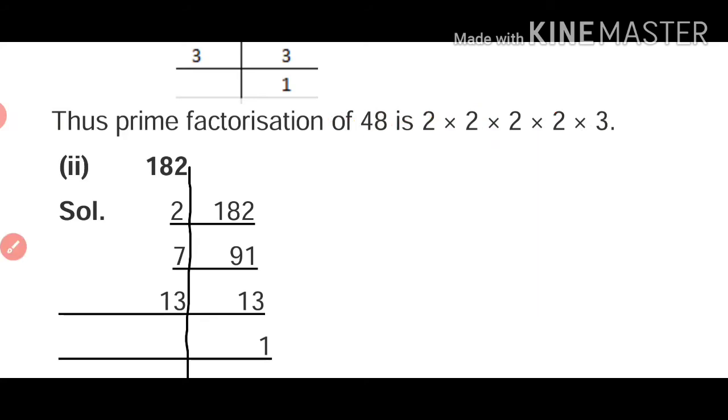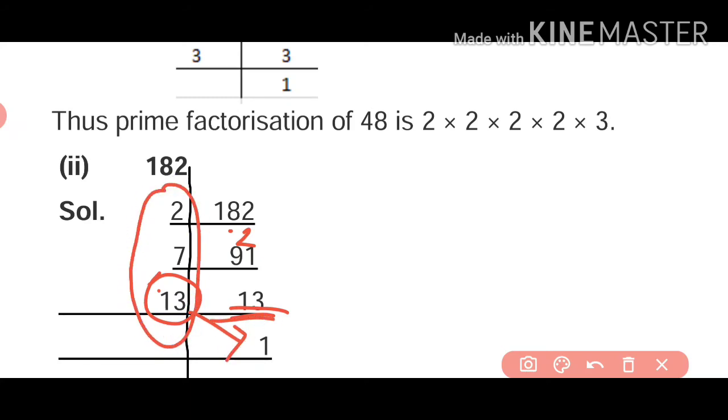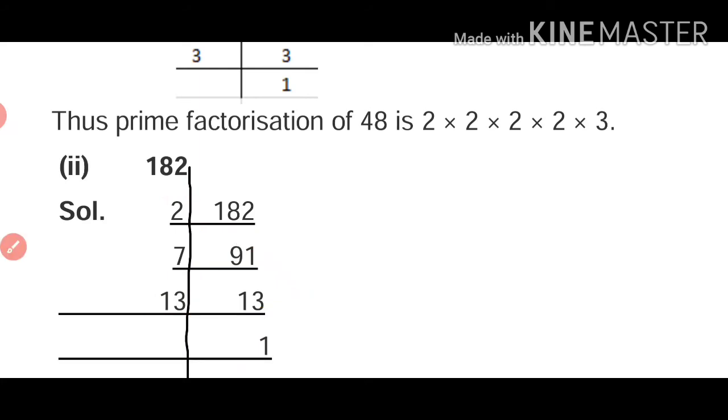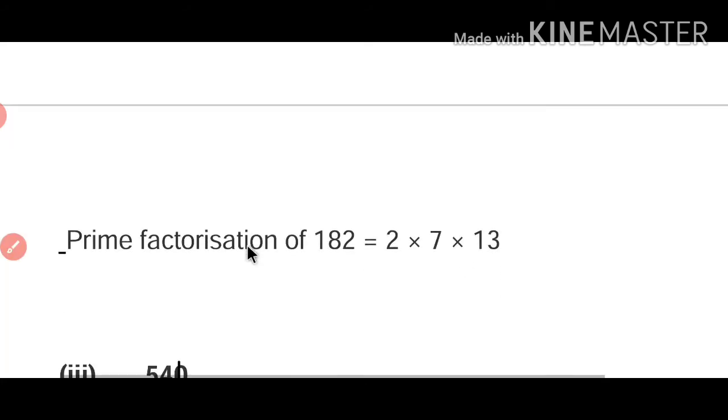It means 91 is not divisible by 3. So after 3, it is directly divisible by 7 only. And how many times? 7 1s are 7, and 2 is left, means 21. So 7 3s are 21, means 13 times. Again you can see 13 is a prime number which is divisible by itself only. So 13 1s are 13. So which are the prime factors here? 2 multiply 7 multiply 13 is the prime factorization of 182.